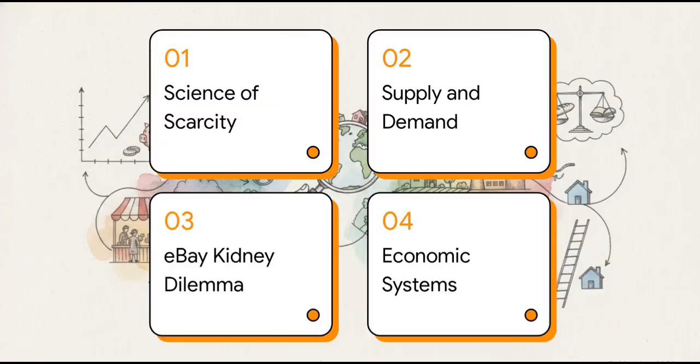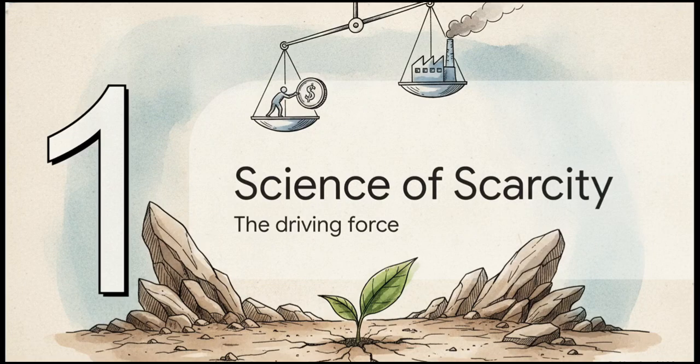Okay, let's dive into this. We're going to start with the science of scarcity. Then we'll explore supply and demand, test our theories with a pretty wild eBay kidney dilemma, and finally, look at how we choose an overall economic system. All right, part one, the science of scarcity.